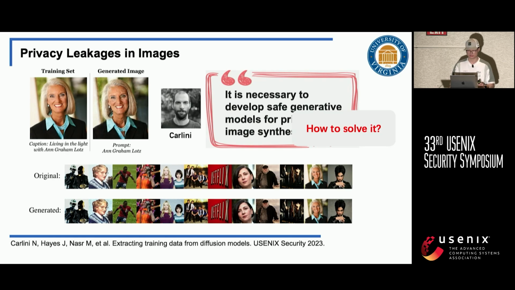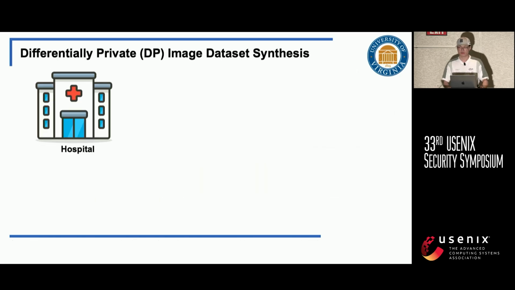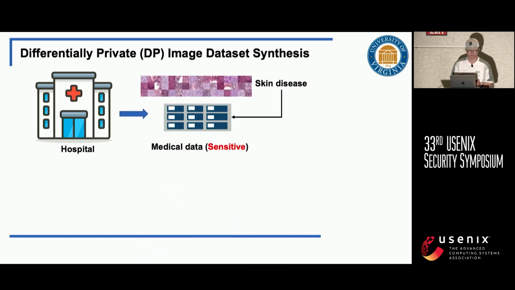So how to solve it? One potential solution is differentially private image dataset synthesis. I want to use a small example to describe this task. There is a hospital, and this hospital has some medical images, and they are sensitive. Differentially private dataset synthesis includes various types of dataset synthesis, like graph and tabular datasets. But in our paper, we only focus on image synthesis.